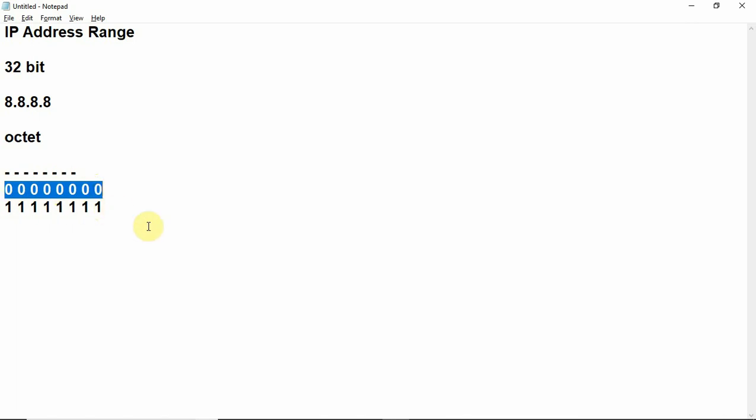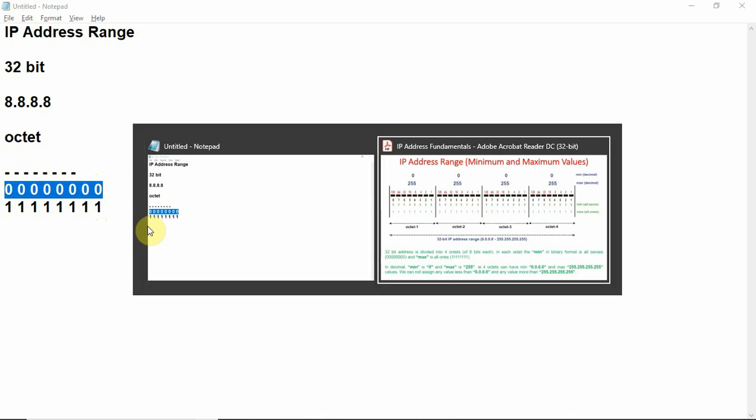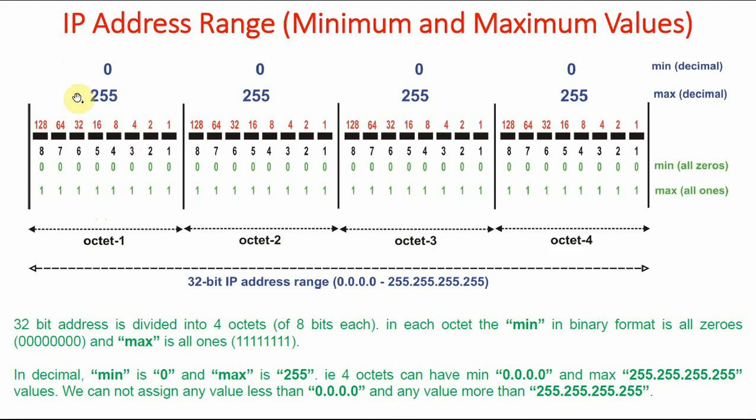And what will be the maximum value? All 1s. So let me take you to this diagram. That means what we have done is divide this 32 bits into 4 octets, and what is the positional value? If we study this octet, it has positional values 1, 2, 4, 8, 16, 32, 64, 128. And now what is the minimum value? All 0s. And what is the maximum value? All 1s. We have already discussed this.